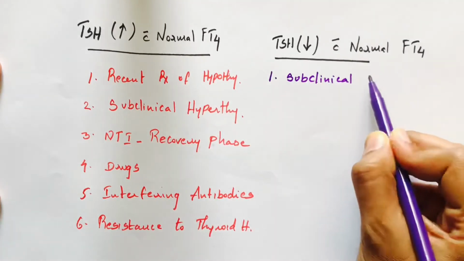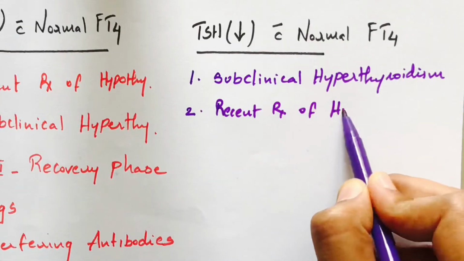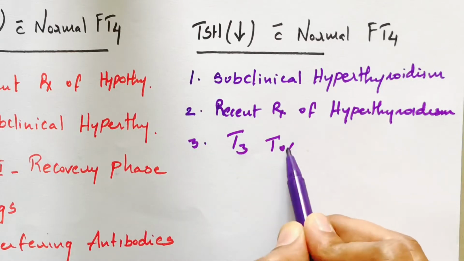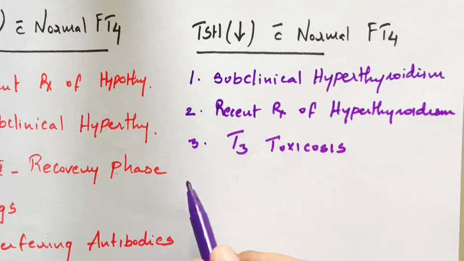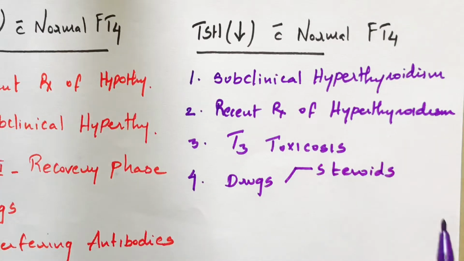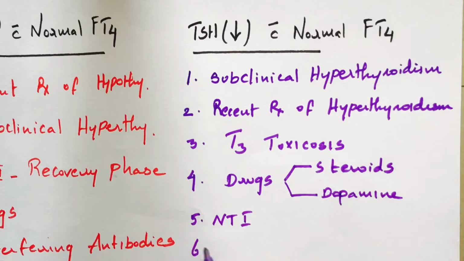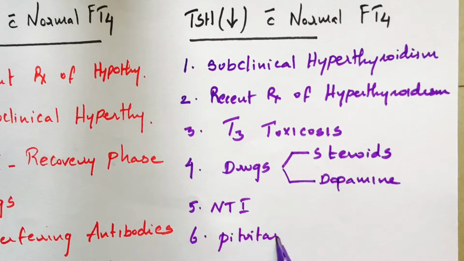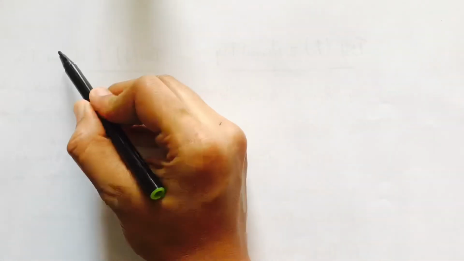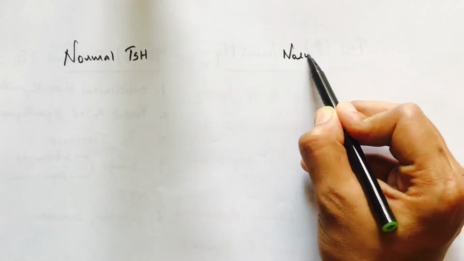And what are the conditions where the TSH level is low with normal T4? Subclinical hypothyroidism, recent treatment of hyperthyroidism, when there is T3 toxicosis, drugs like steroids, dopamine, non-thyroidal illness, pituitary disease. These are the conditions where there is less TSH and normal T4.